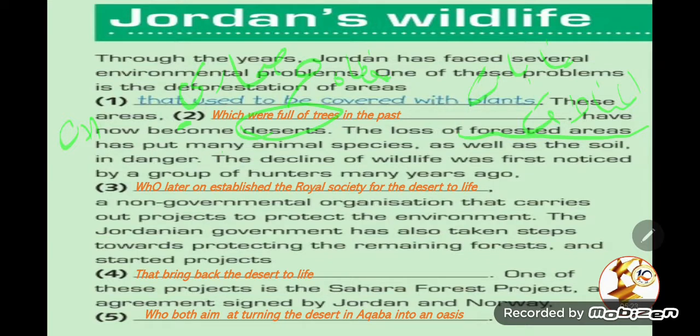شو عمل لنا؟ has put many animal species أنواع الحيوانات، الكثير من أنواع الحيوانات as well as the soil وكذلك التربة. إذن هون the loss of forested areas خسارة مناطق الغابات أو خسارة الغابات has put many animal species أنواع متعددة من الحيوانات وأيضا التربة in danger في خطر. يعني هذا الإشي خلى التربة وأنواع متعددة من الحيوانات تكون في خطر.